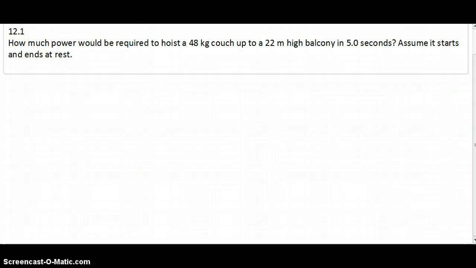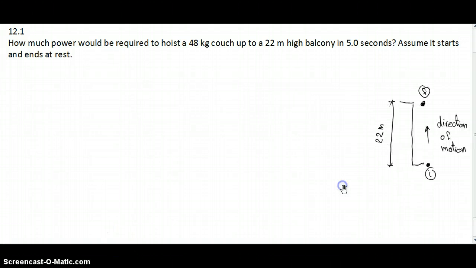So, what do we have here? We are going to carry a couch for 22 meters. So as you see in the figure, that's the initial point and that's the final point up there. Here's the initial point, here's the final point, and that's the direction of motion.